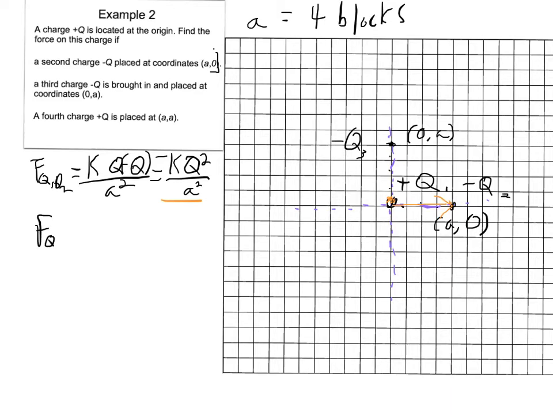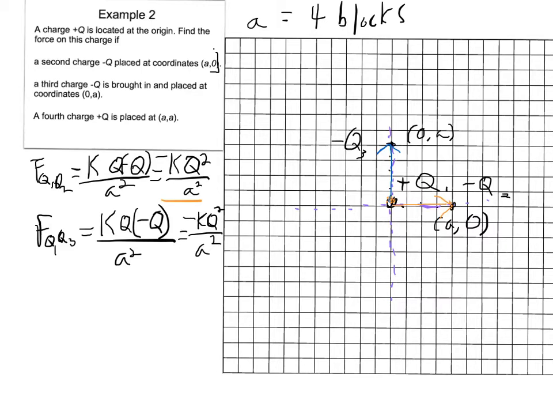Force q1, q3 is k, q, negative q over a squared, which gives me negative k q squared over a squared. And those two would attract, we worry about the force on positive q, so it would experience a force toward the new charge. And if we add those with vector addition, just do this on the side because there's going to be a lot happening on here.